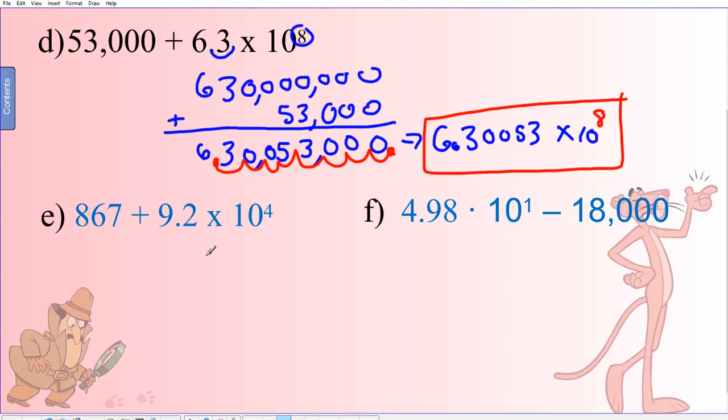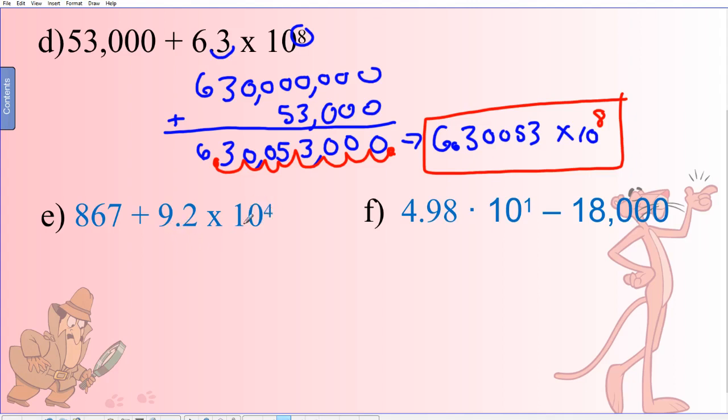Okay, so letter E here. We are going to change this, or I'm going to change this into standard form. If you're doing the scientific notation method, changing them both into scientific notation, good for you. If it's working for you, keep doing it. Don't stop on account of me. But this is the method I prefer, so I'm going to keep doing this method.